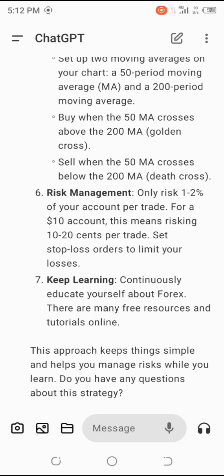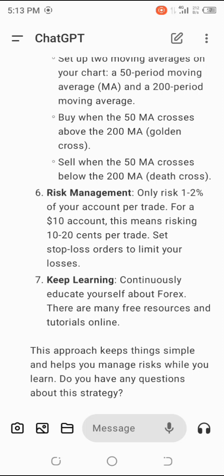All right, so number 6, risk management. He said I should only risk 1 to 2% of my account per trade. So let's say I'm having a $10 account. I shouldn't be risking more than 1% to 2% on that account. And if you have a $10 account, you shouldn't be risking more than 0.1 on each trade.